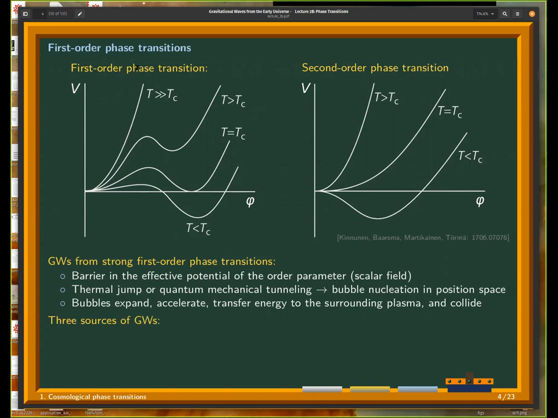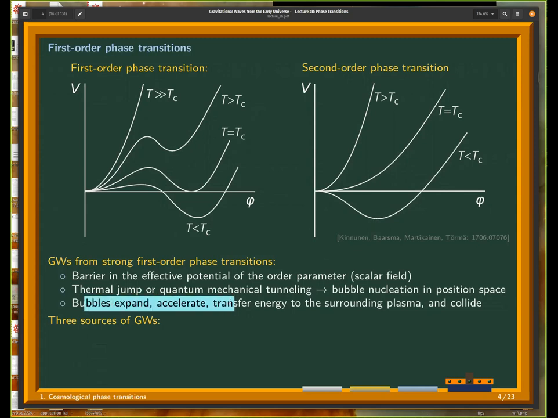The same would not happen in the case of a second order phase transition. This is what you see here on the right-hand side. In this case, there's no barrier, and the order parameter, our scalar field, just moves continuously from the position here at the origin, the false vacuum, down to a new position in field space, the true vacuum down here. In this case, there will be no bubble nucleation in the plasma.